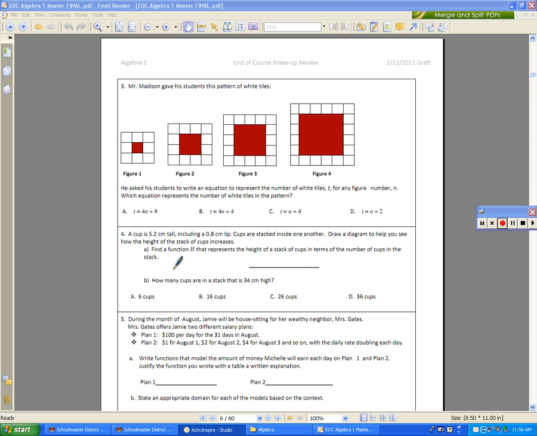So if I went 4 times 1, I would get 4. What do I have to add to that to get 8? 4. If I went 4 times 2, I would get 8. What do I have to add to get 12? 4. If I went 4 times 3, I would get 12. What do I have to add to that to get 16? 4. So my pattern is 4 times the number and then add 4 onto it. I've got C on all of them so far.